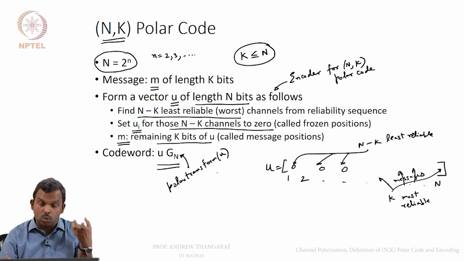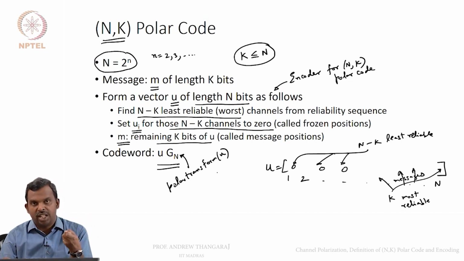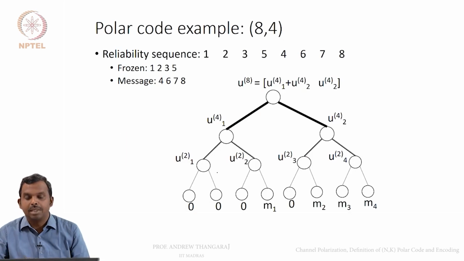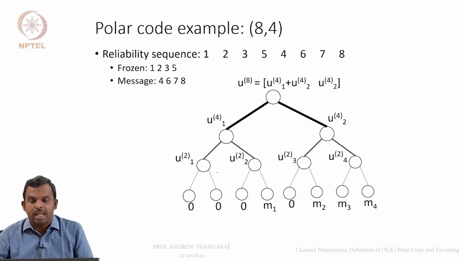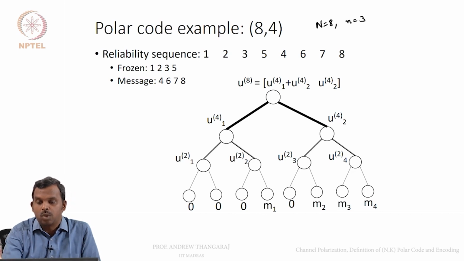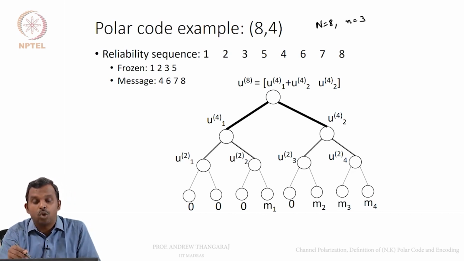We started with the 2 by 2 polar kernel, we created the Gn polar kernel, then we looked at the polarization property, and then we defined the reliability sequence. Once you define the reliability sequence, you have a polar code. Okay. So, that is it. Here are a few examples. I am starting with n equals 8, small n equals 3, and defining the 8, 4 polar code.